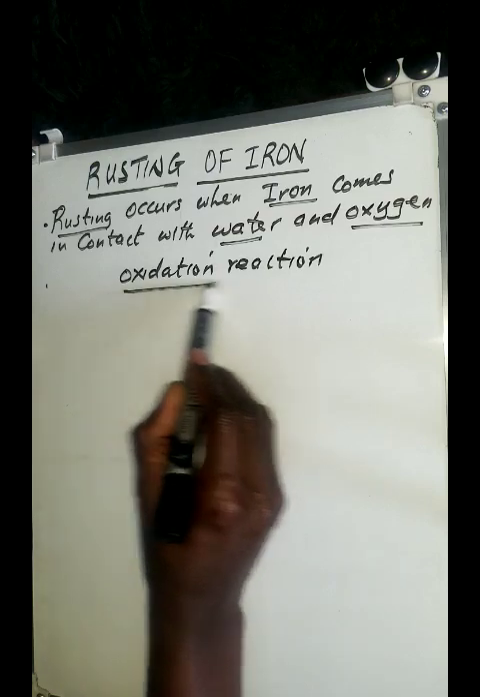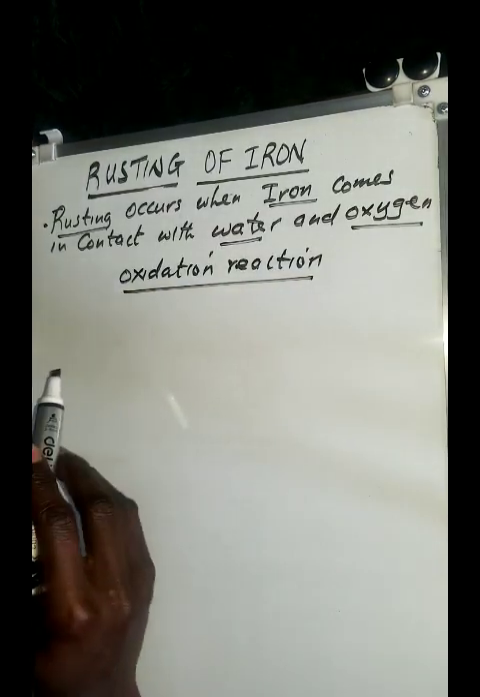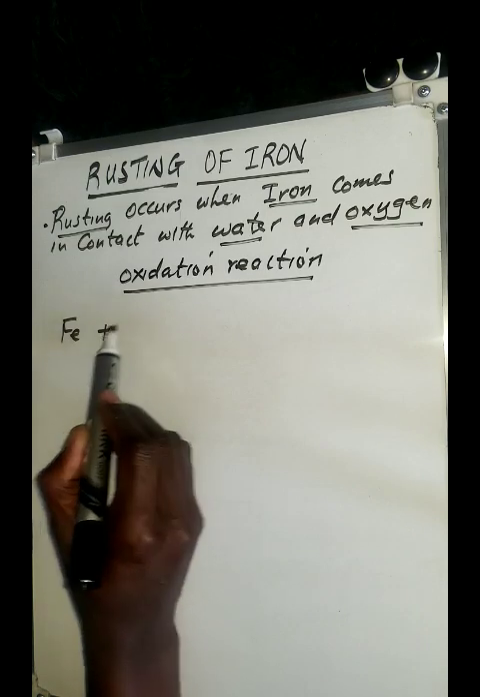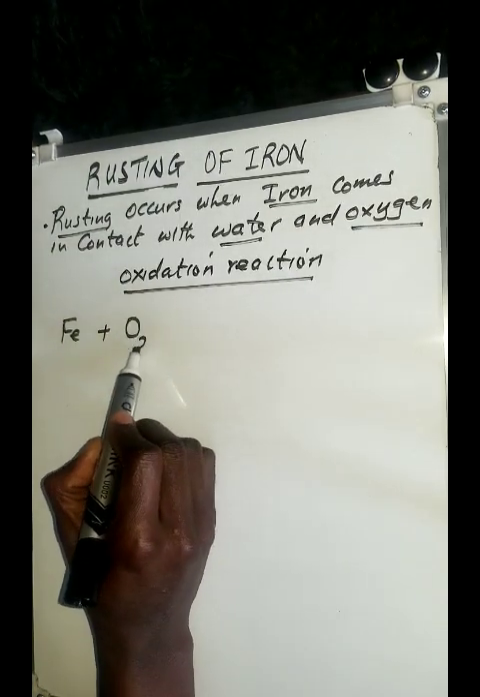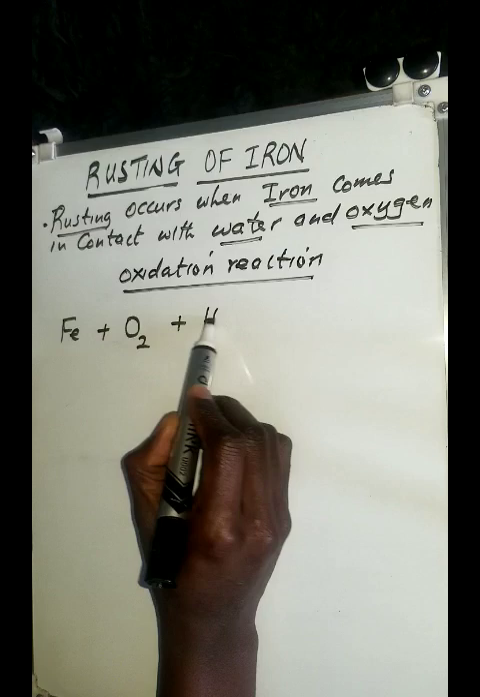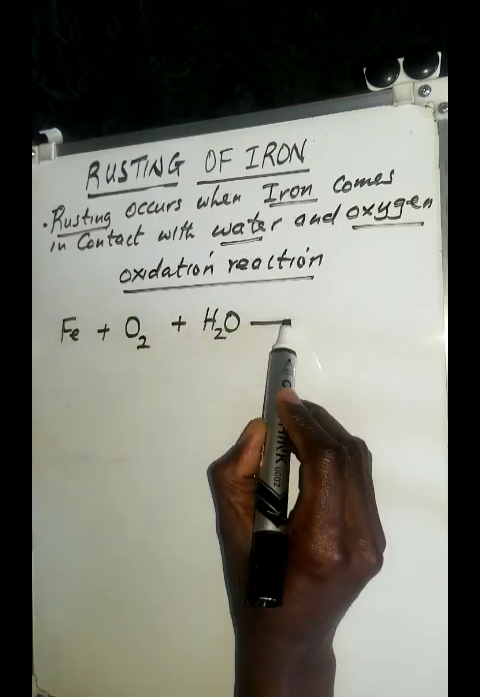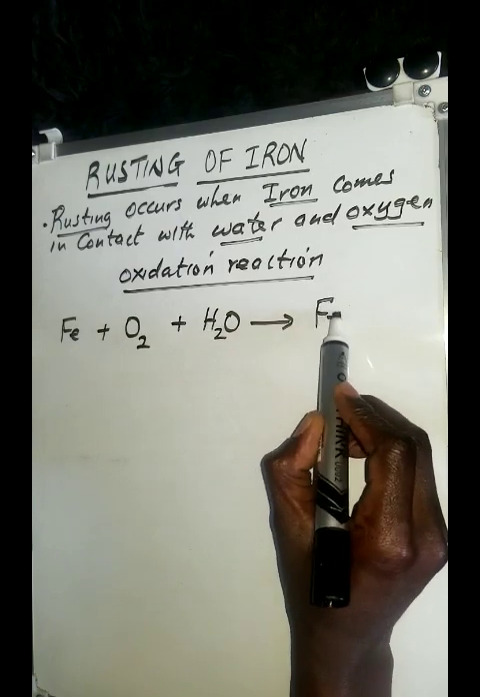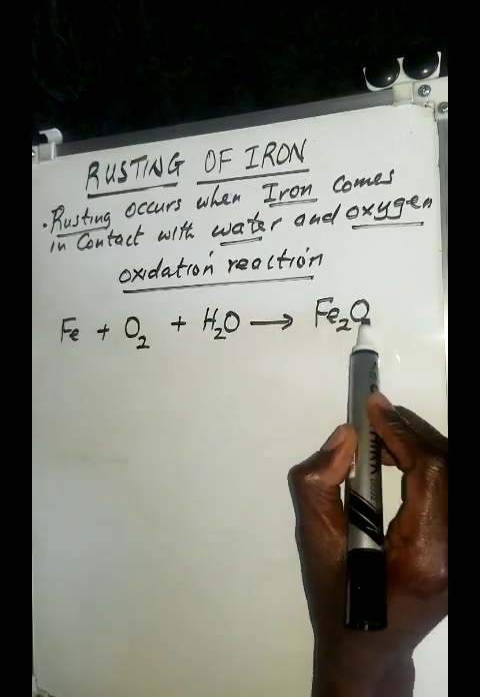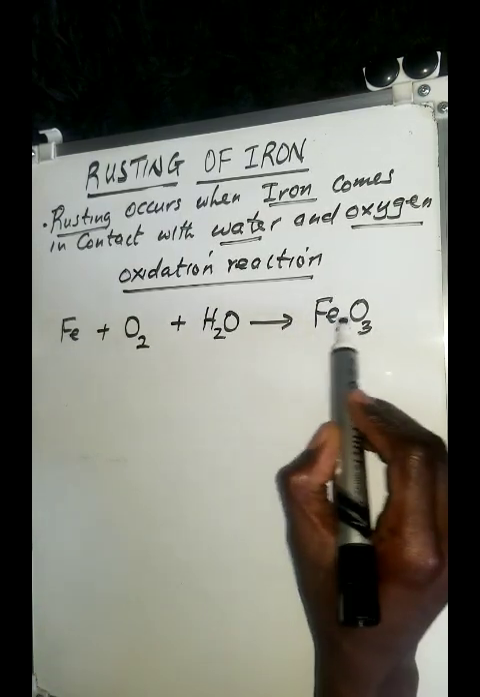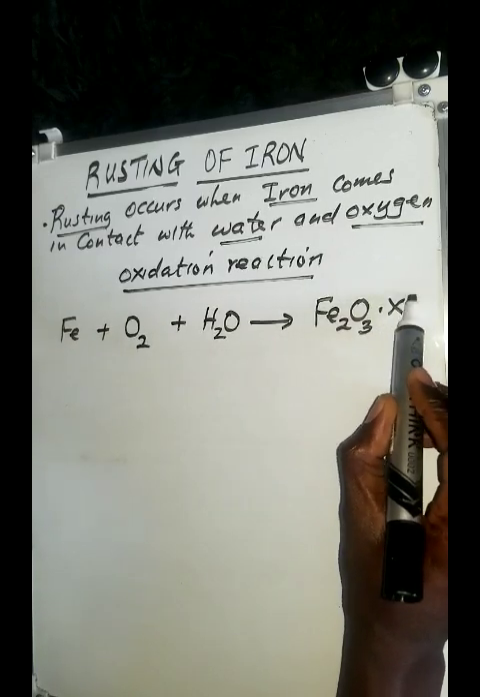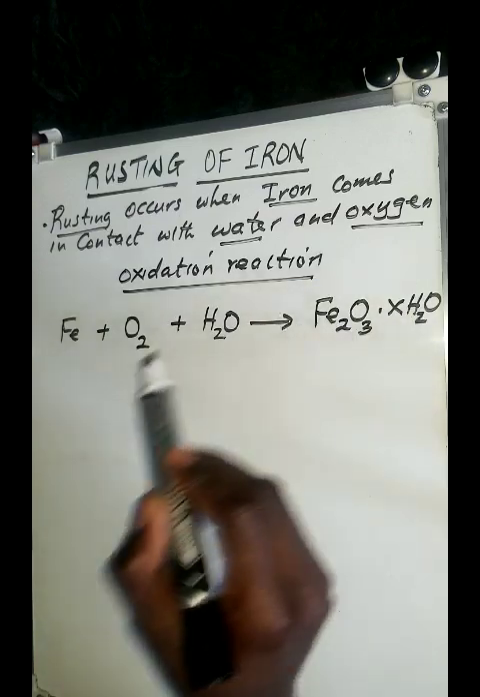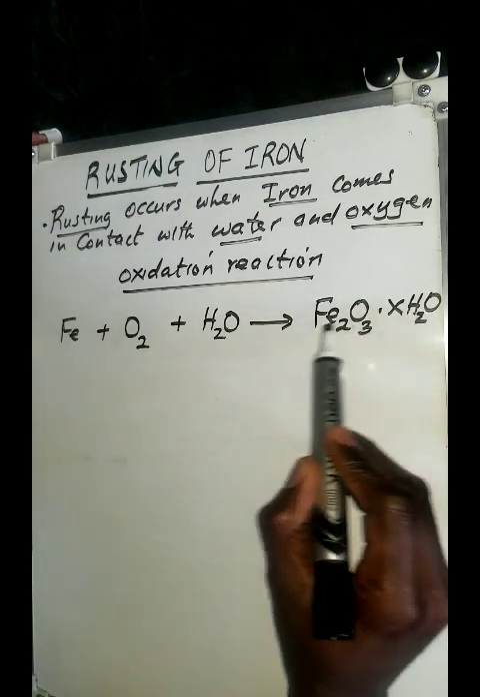Remember, oxidation simply involves the gain in oxygen. So for example, if we have iron and it comes in contact with oxygen, it also comes in contact with H2O. What will happen is that this iron is going to be changed into iron 3 oxide, with some water molecules incorporated, and therefore we can say it is going to be converted into hydrated iron 3 oxide.